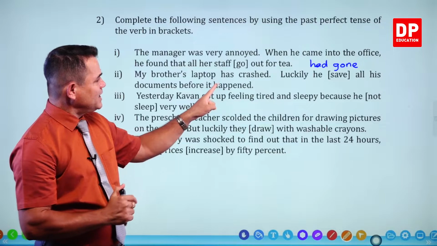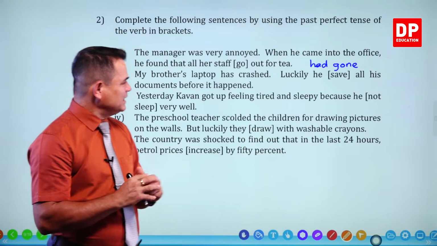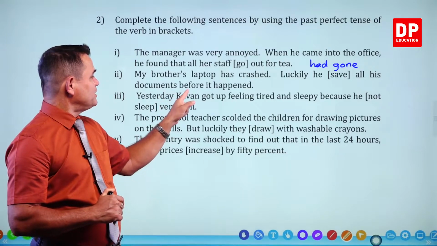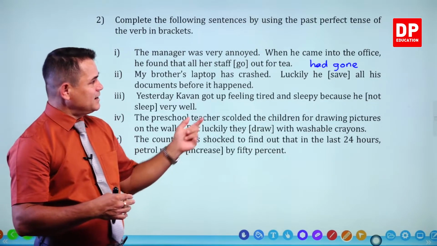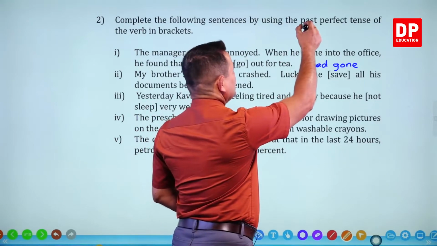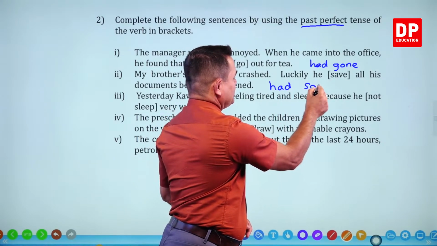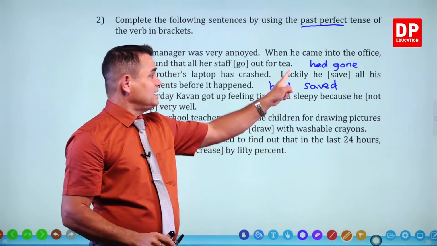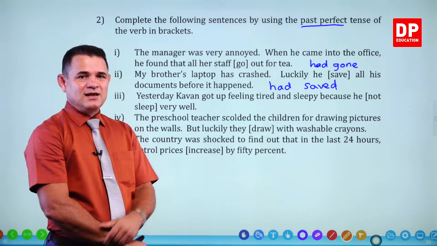Now the second one. My brother's laptop has crashed. Luckily, he, within brackets, save all his documents before it happened. Before it happened, he had saved them. So now we have to use past perfect tense. Then it should be had plus the past participle of save, saved. Luckily, he had saved all his documents before it happened. That's clear, very easy, no? Had plus past participle.